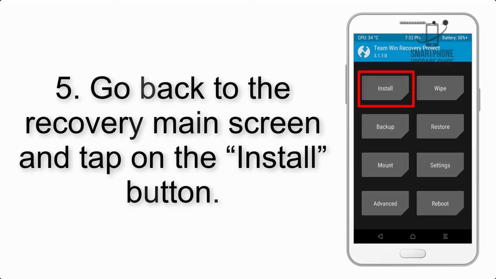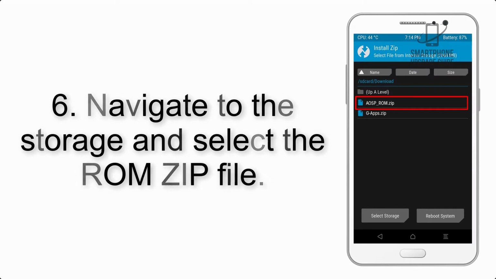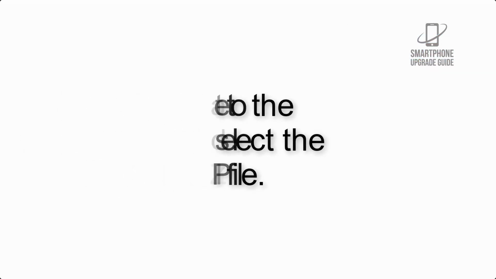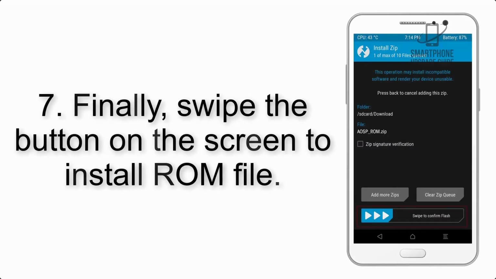Step 5. Go back to the recovery main screen, and tap on the Install button. Step 6. Navigate to the storage, and select the ROM zip file. Step 7. Finally, swipe the button on the screen to install the ROM file.